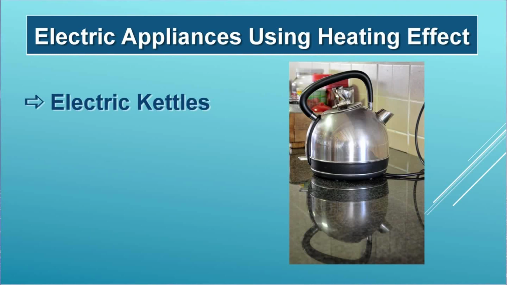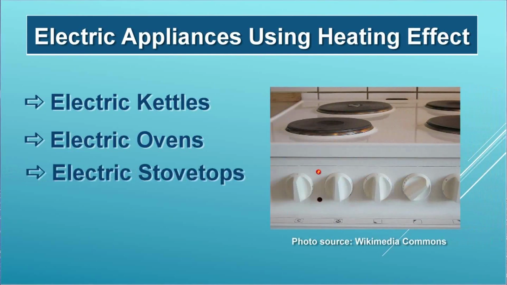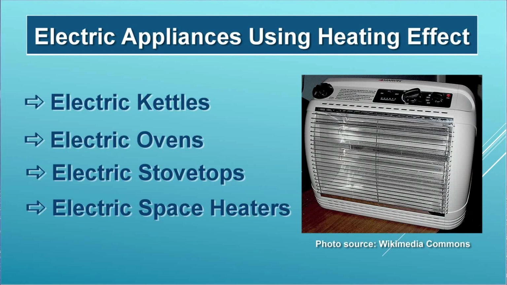The most common electric appliances that use the heating effect of electricity are, first, the electric kettle. Electric kettles are one of the most common household appliances that use the heating effect of electricity. Electric oven. Electric ovens are another common appliance that uses the heating effect of electricity. Next, electric stovetops. Electric stovetops are a popular alternative to gas stovetops and use the heating effect of electricity to cook food. Then electric space heaters. Electric space heaters are a convenient way to heat a room using the heating effect of electricity to produce heat.